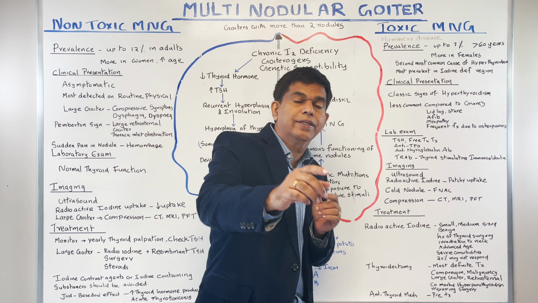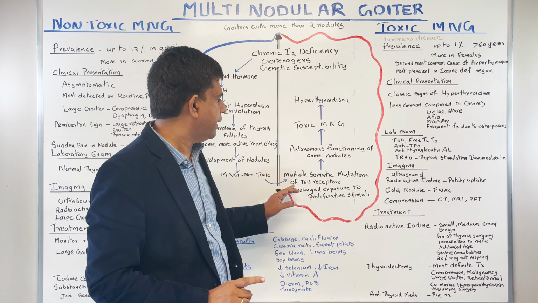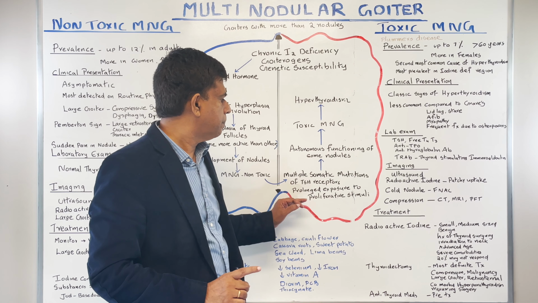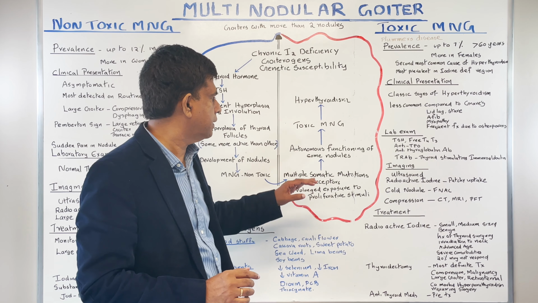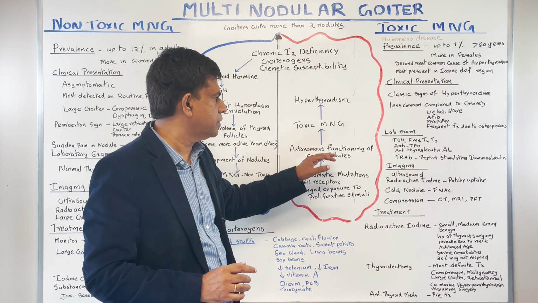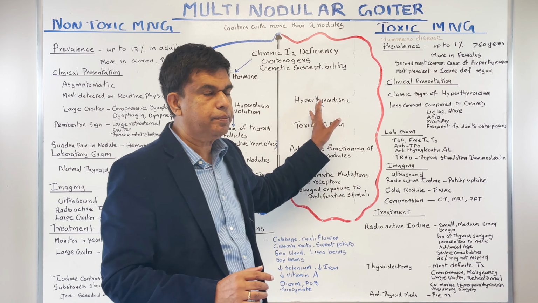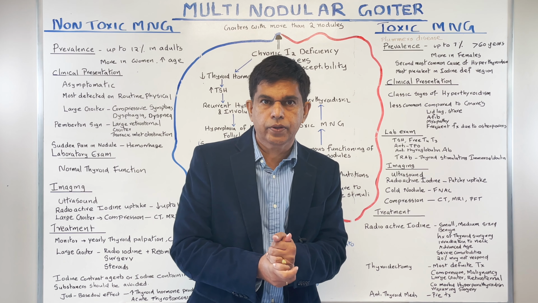Now, what happens into the toxic phase or toxic multinodular goiter, okay? Again, there's multiple somatic mutation of the TSH receptor in this group, prolonged exposure to the proliferative stimuli. Those are the 2 main things. And then autonomous functioning of some nodules, and you got toxic multinodular goiter, and then you got hyperthyroidism, and that is this side, toxic multinodular goiter, okay?